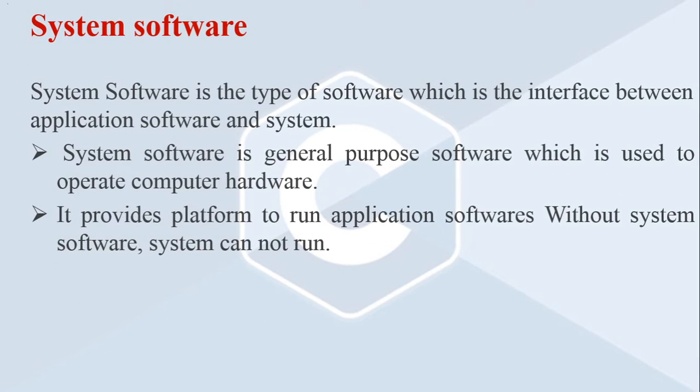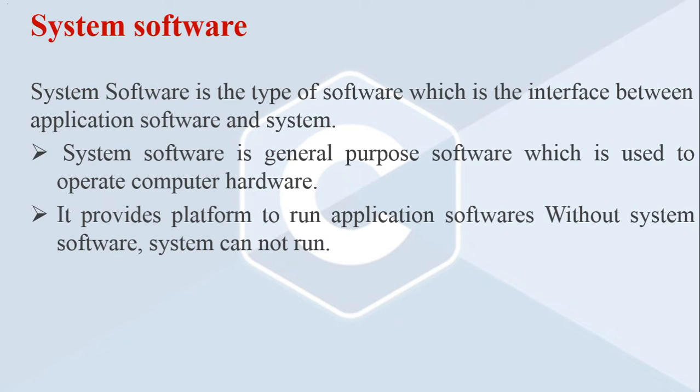This is system software. System software is a type of software which is the interface between application software and the computer system. System software is a set of instructions. This type of software acts as an interface between the application software and the system. These support the proper execution of any kind of application software over a given computer system. System software is general purpose software which is used to operate computer hardware.